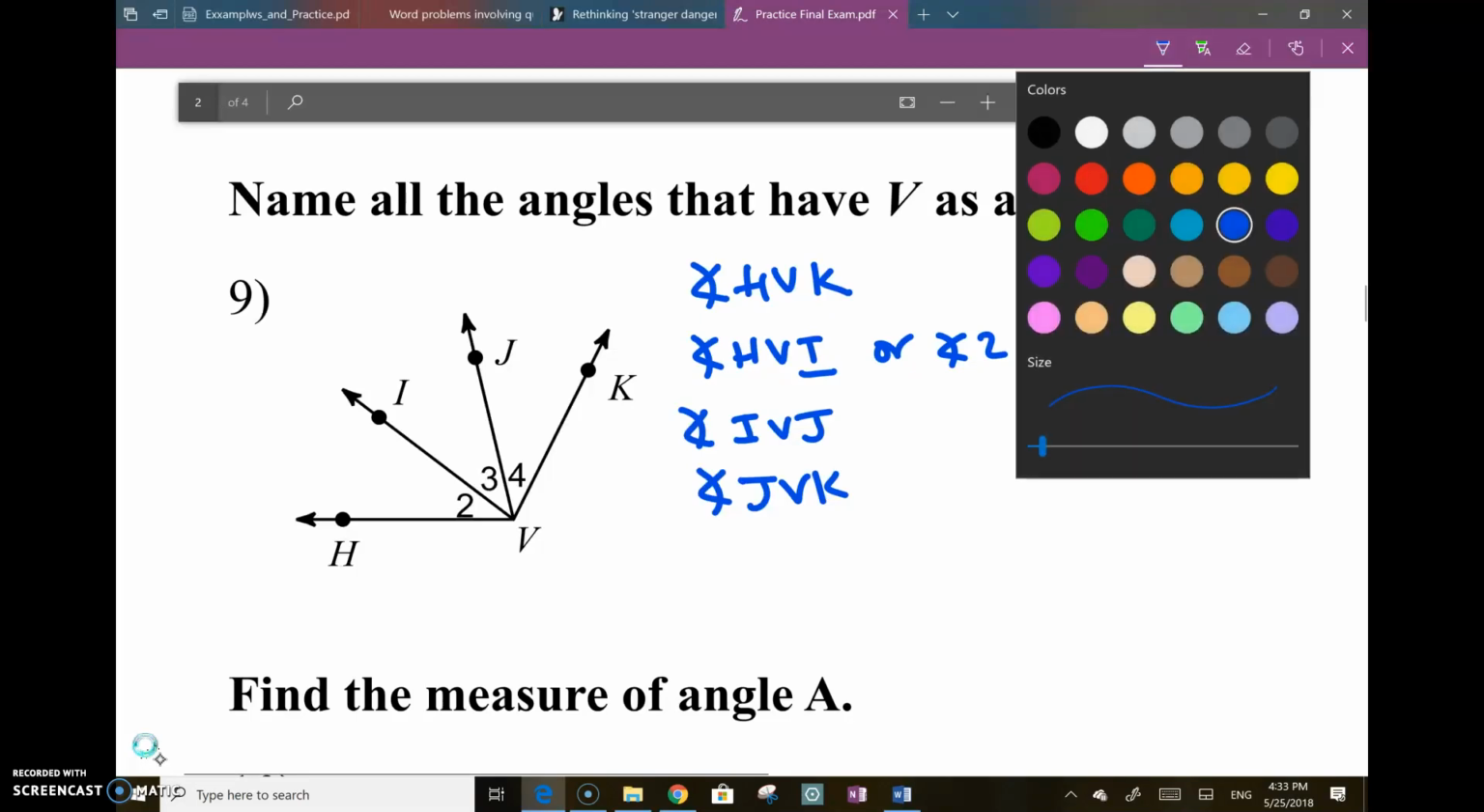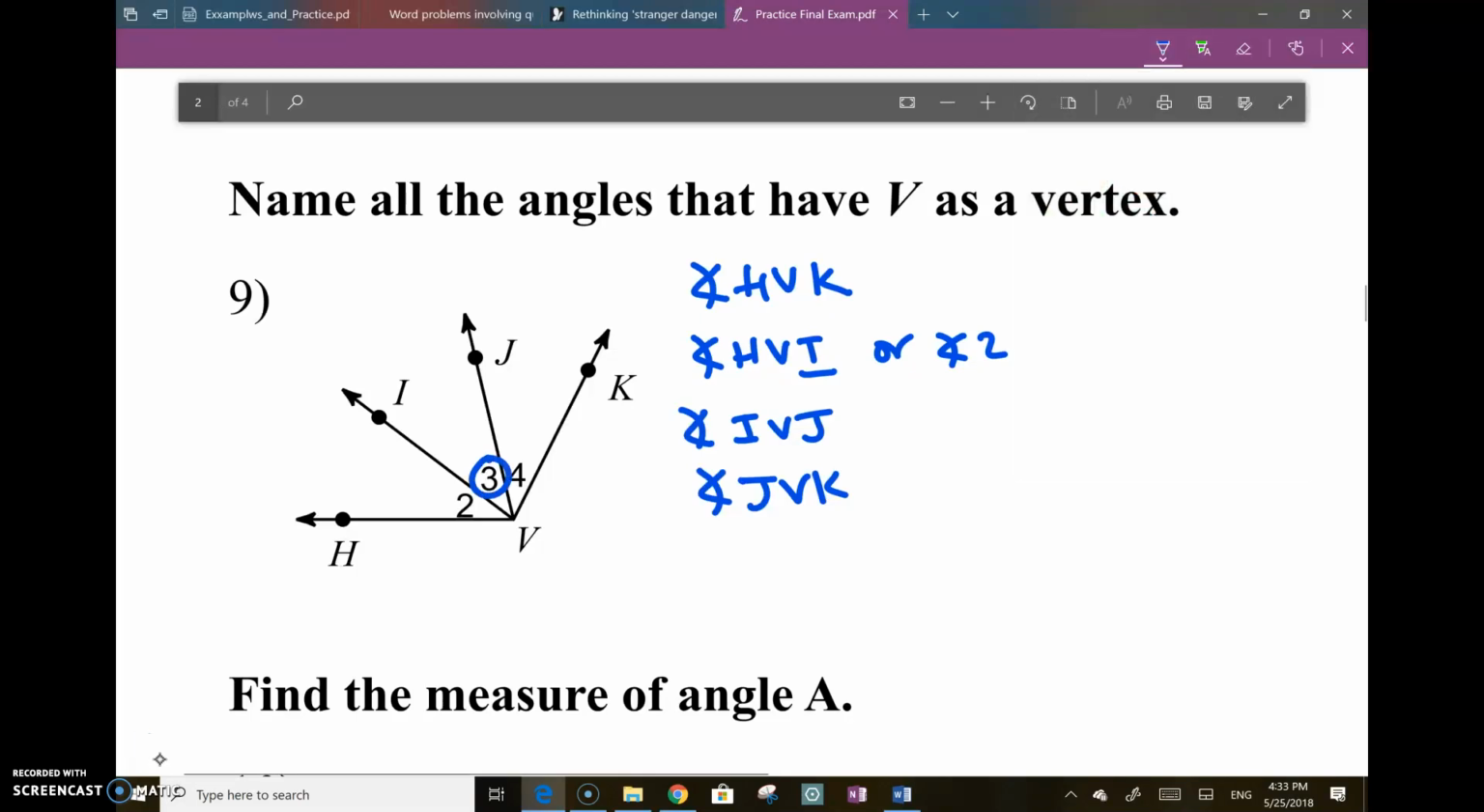This one over here, which is also known as angle IVJ, we can also call this angle 3. This one over here, which is also known as angle JVK, we can also call that angle 4. Okay, so angles do go by either numbers, or they go by a single letter if you have just one angle, or they go by 3 letters if you have multiple angles that are sharing the same vertex.